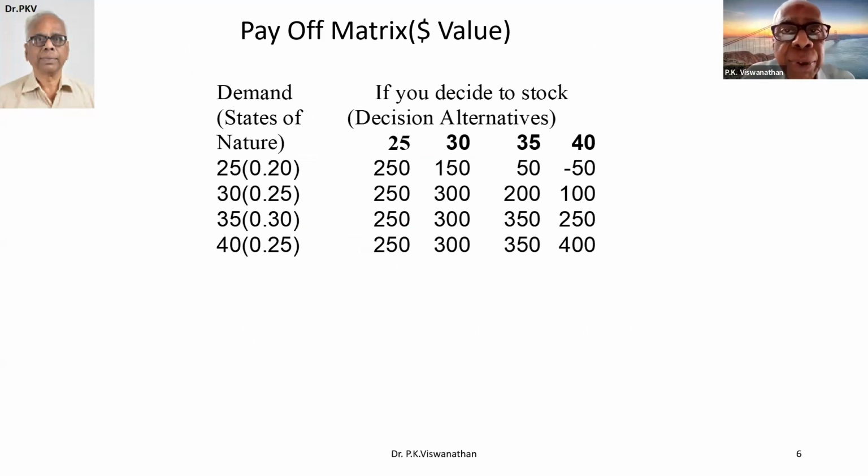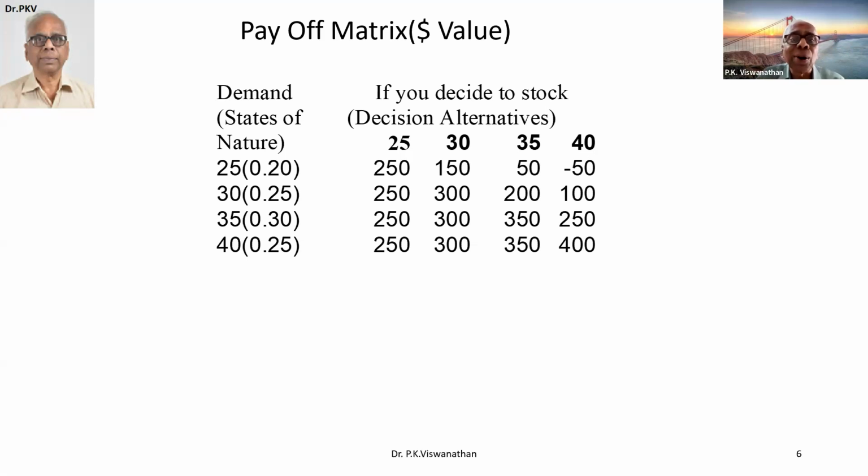Payoff matrix table, dollar value, and it has rows and columns. Demand is either 25 or 30 or 35 or 40. The probabilities are written within brackets 0.2, 0.25, 0.3, 0.25. And the decision alternatives are to stock 25 dozens, 30 dozens, 35 dozens, or 40 dozens.